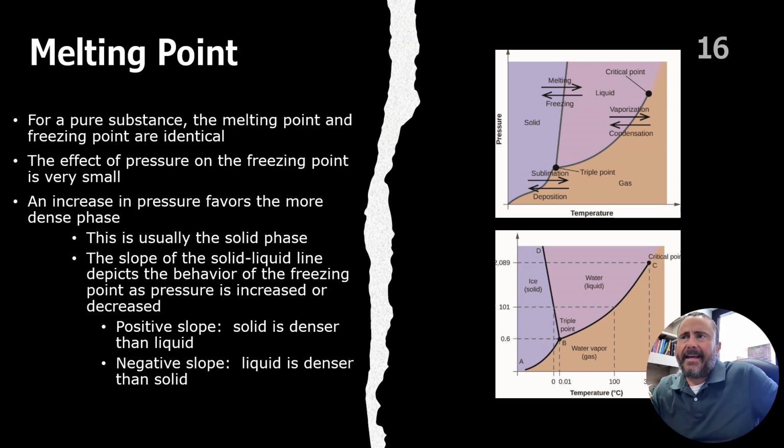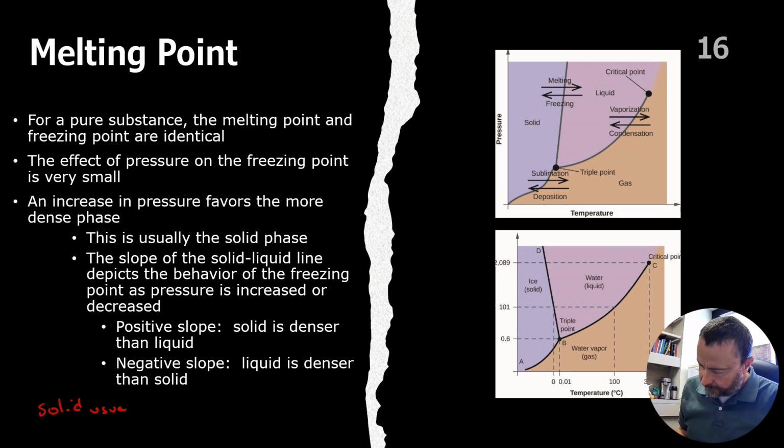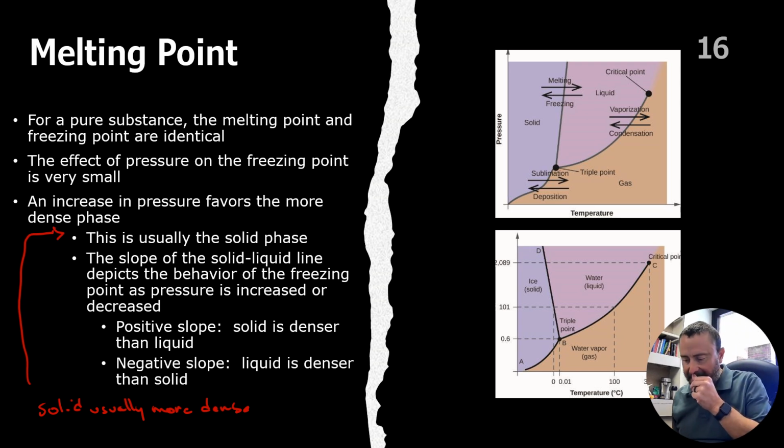And for most things, the solid is usually more dense. Which I think, oh, it does say that. Okay, the solid is usually more dense. But there's one really big exception to this, and that is water, because liquid water is more dense than solid water, which is why ice cubes float to the top. They're less dense than the liquid water that they're in.